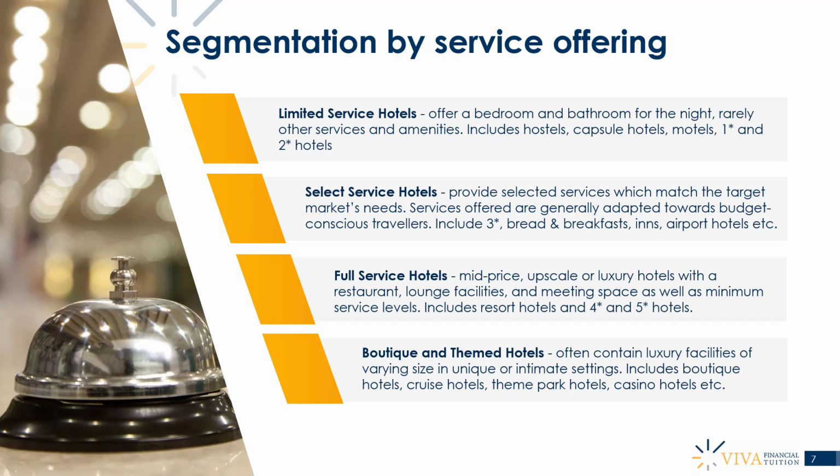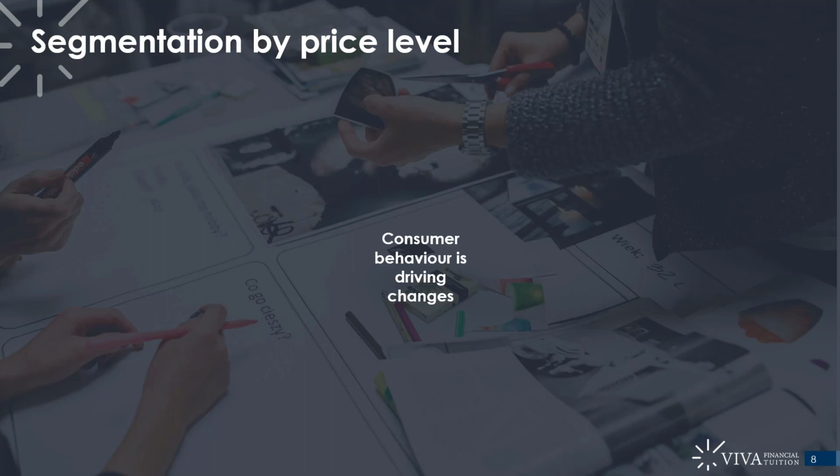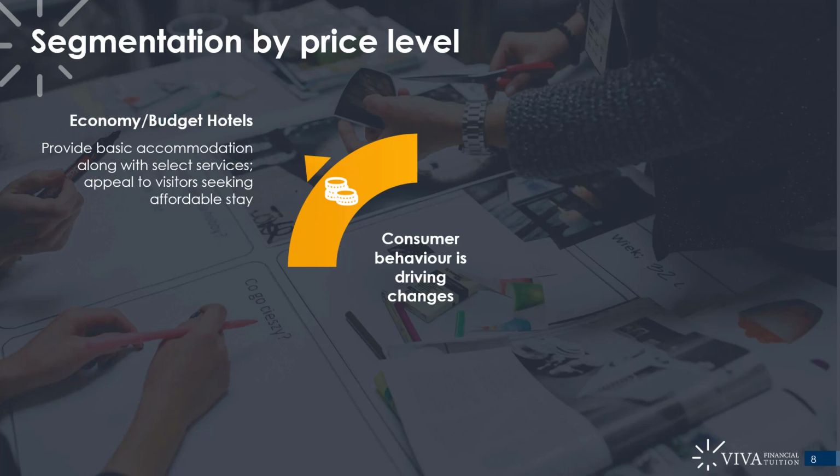Now, there is another way of segmenting, and that is, of course, by price level. So we have 4 main categories of price level that we're looking at. First of all, you have economy or budget hotels, and they will tend to provide basic accommodation along with select services and appeal to visitors seeking an affordable stay, obviously.